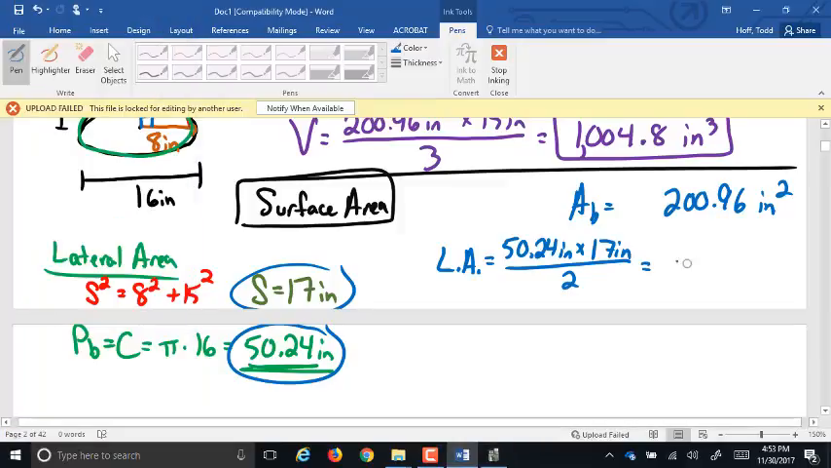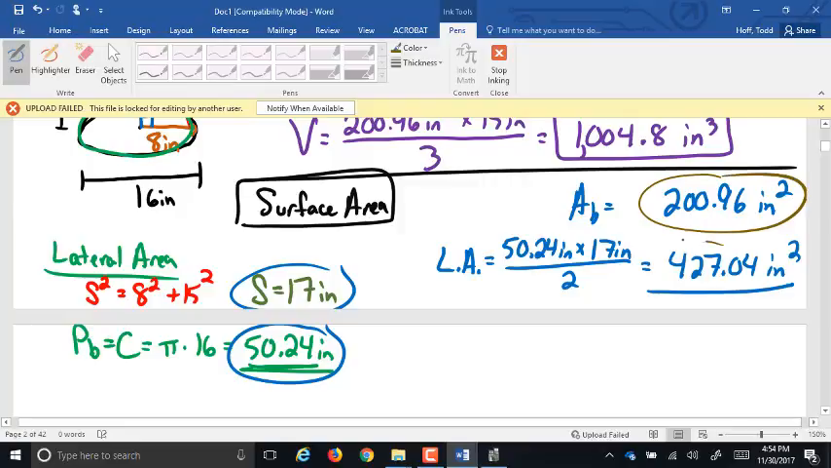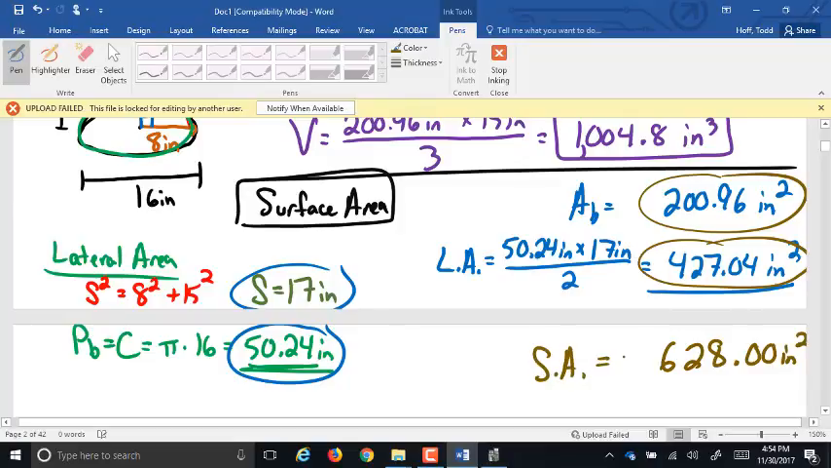Gives us 427.04. So we add the area of our base to our lateral area to get 628 square inches. Any questions?